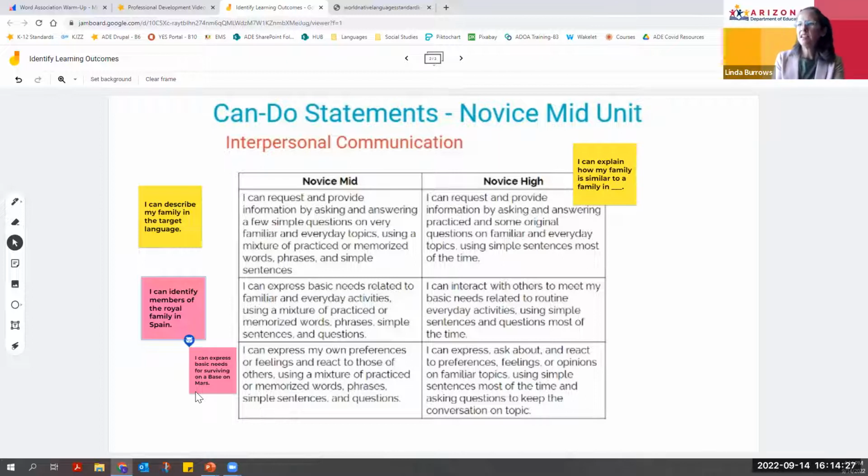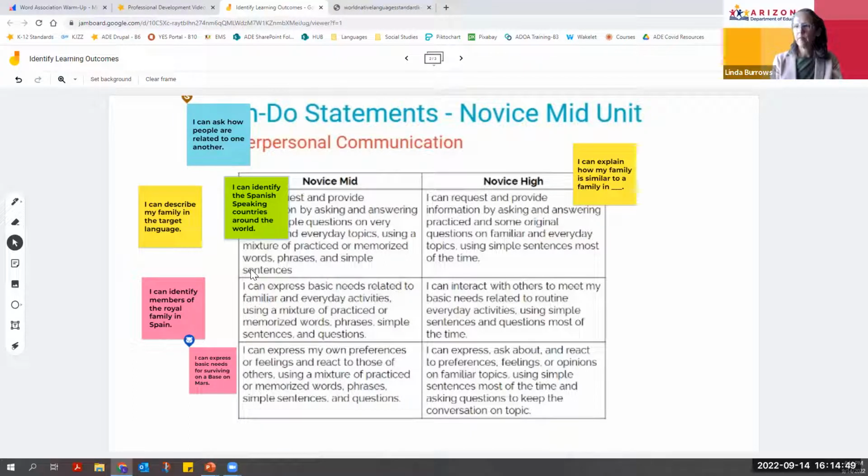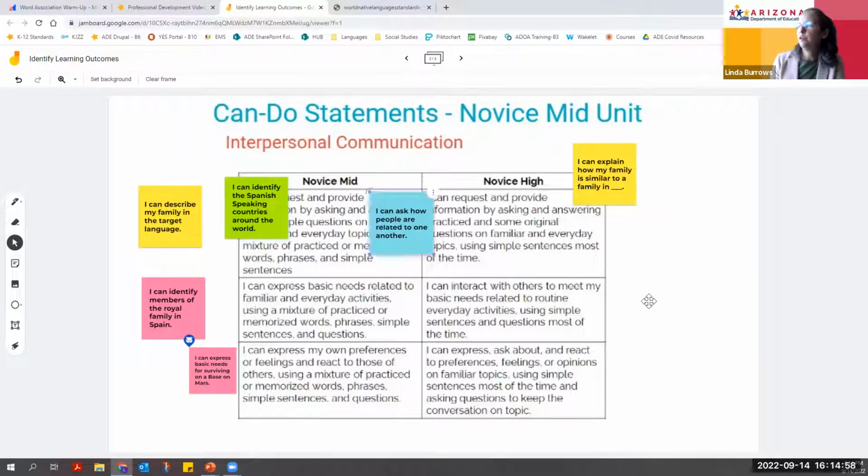So take a minute and see if we can write some other I can statements. Or if you can't, with the chat, clicking over, feel free to put them into the chat too. Oh, good. I can identify Spanish speaking countries around the world. That's a great one. Oh, I like that. I can ask how people are related to one another.